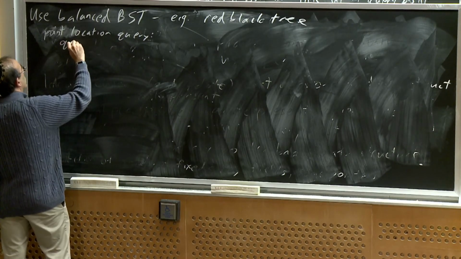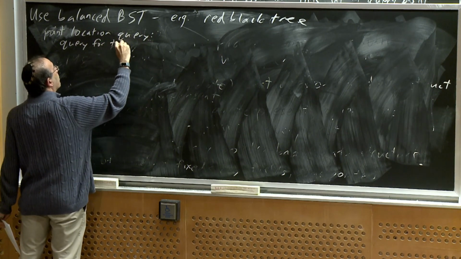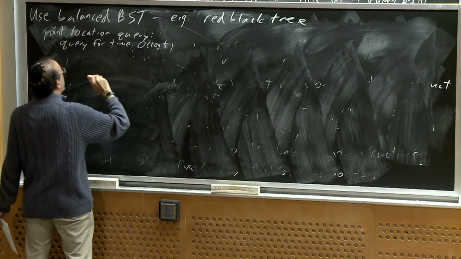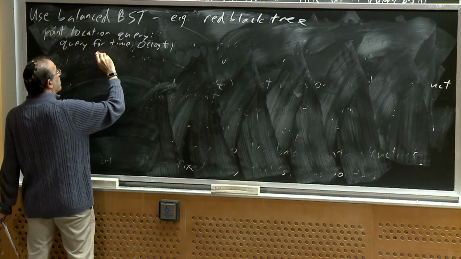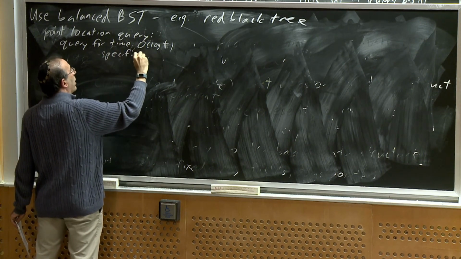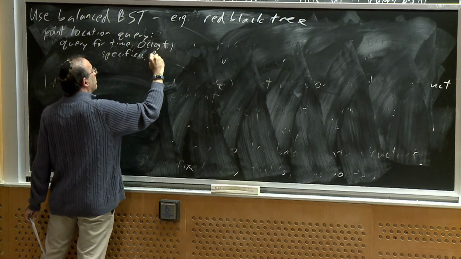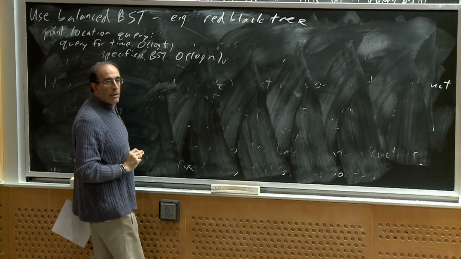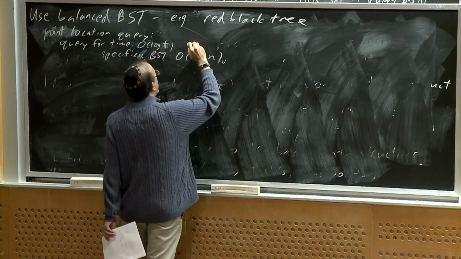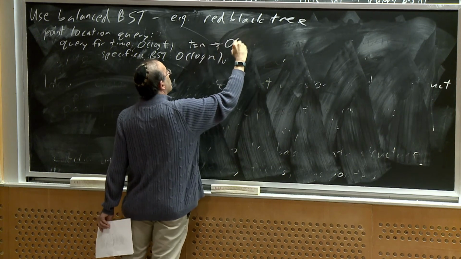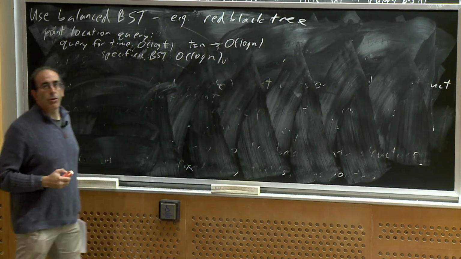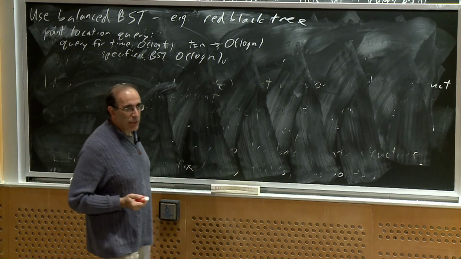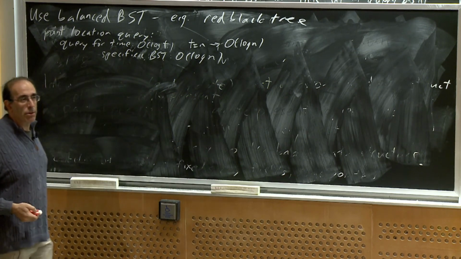So we have to query for the time, which is order log n, which is order log t. And then for the specific binary search tree at that time, which is order log n. But since we have n segment endpoints, t is equal to n, which implies that this is also order log n. And so our overall query time is order log n. Great. We're matching the one-dimensional solution and the make-lots-of-copies solution.